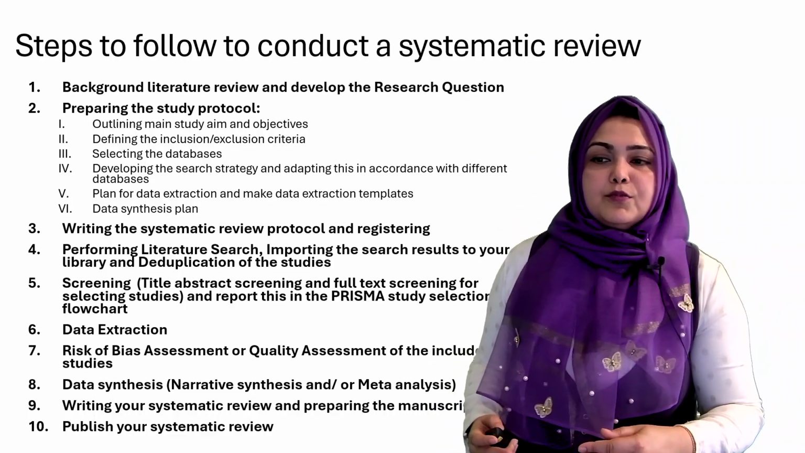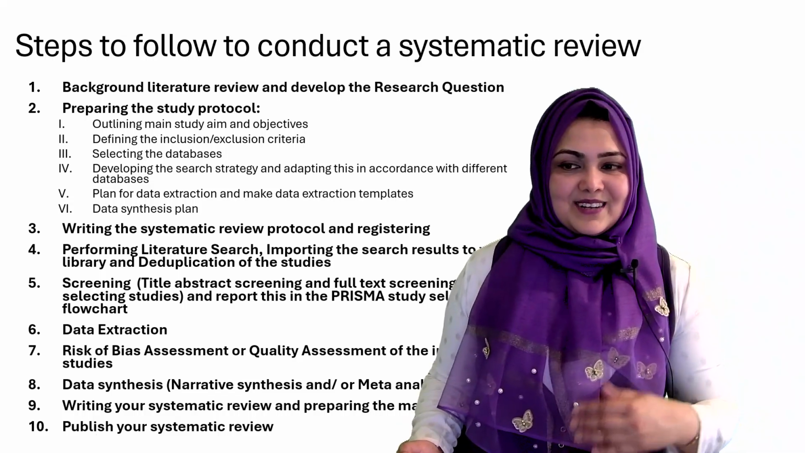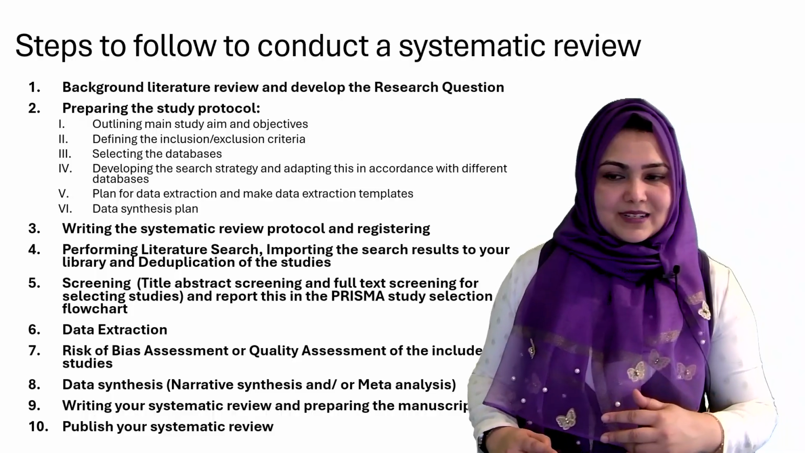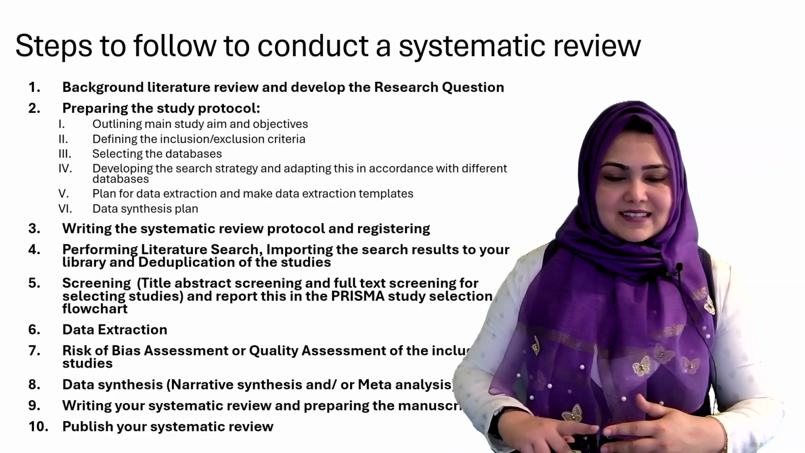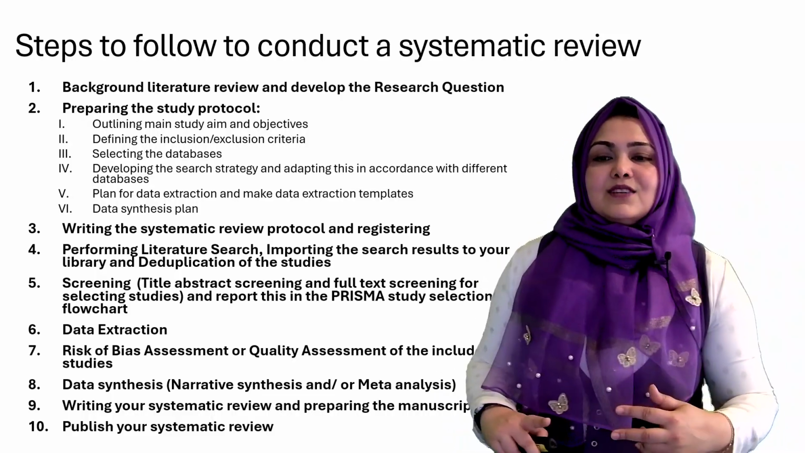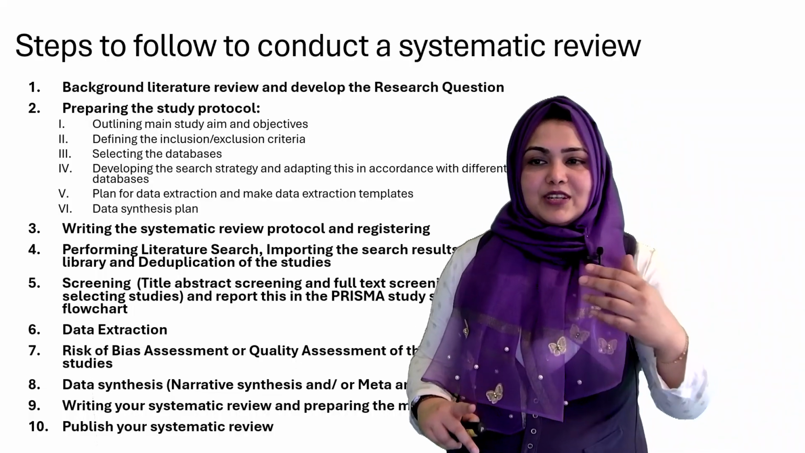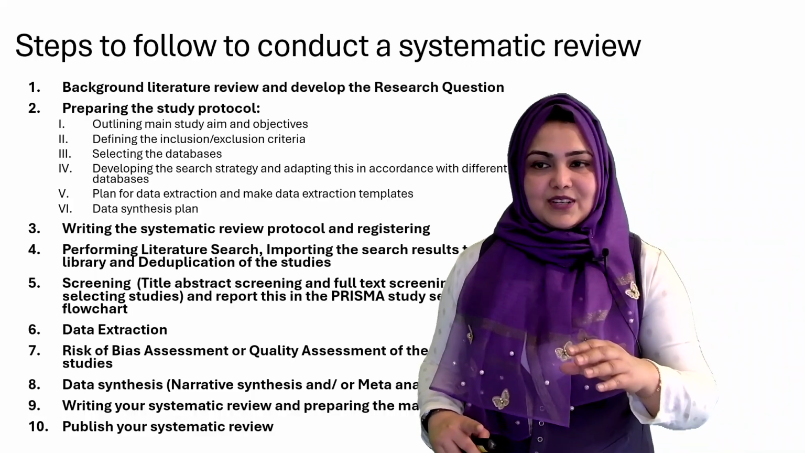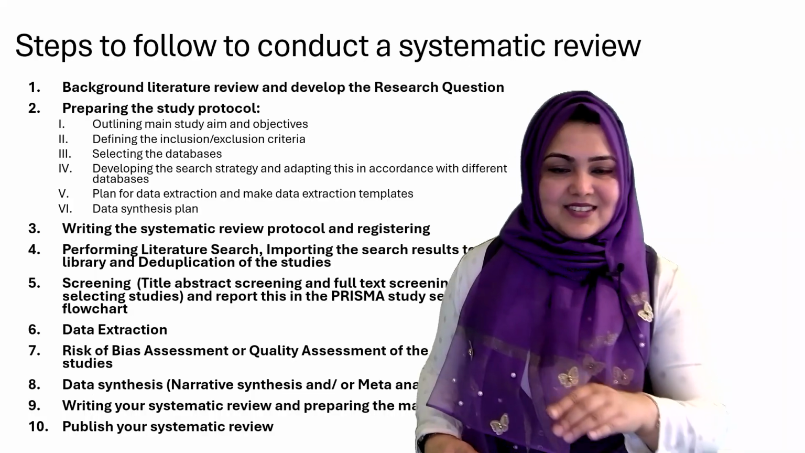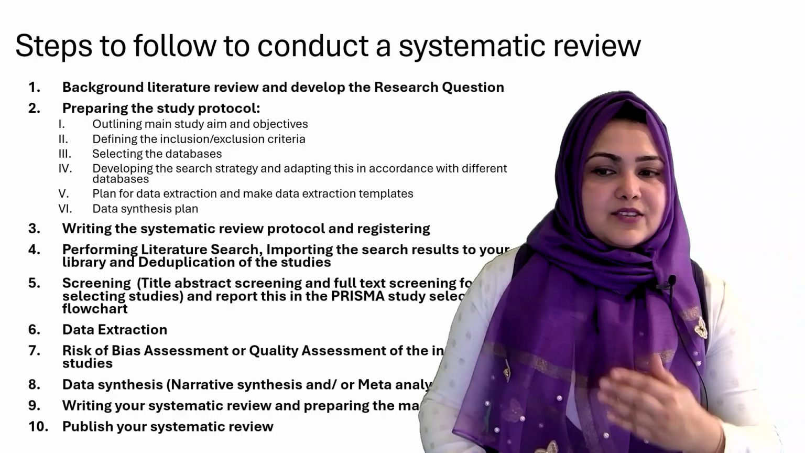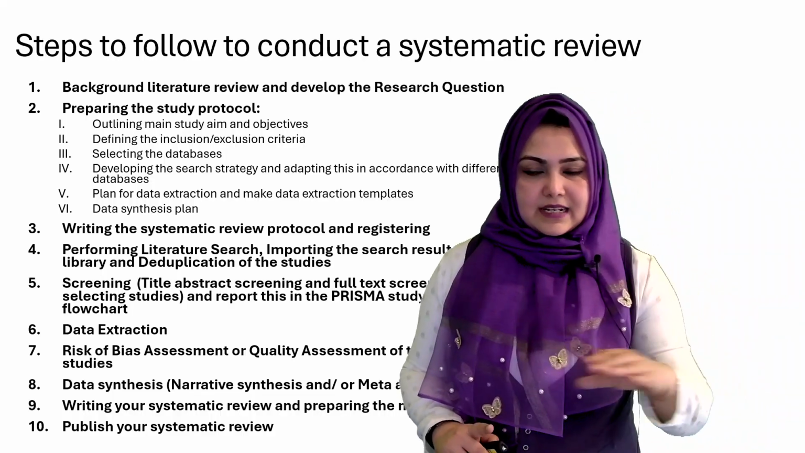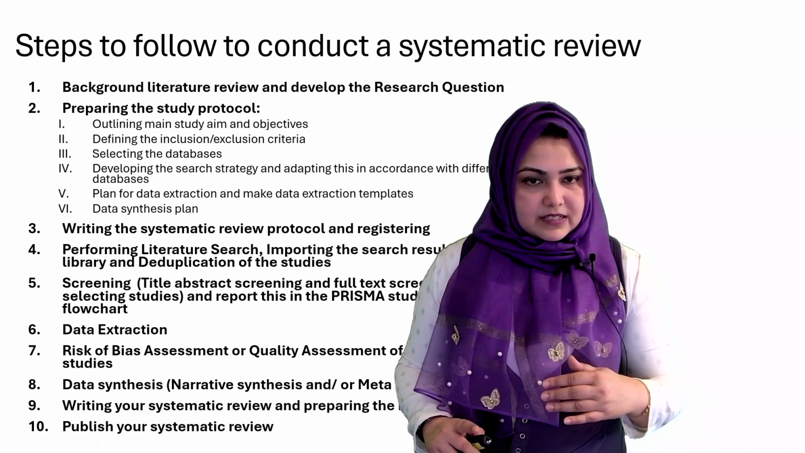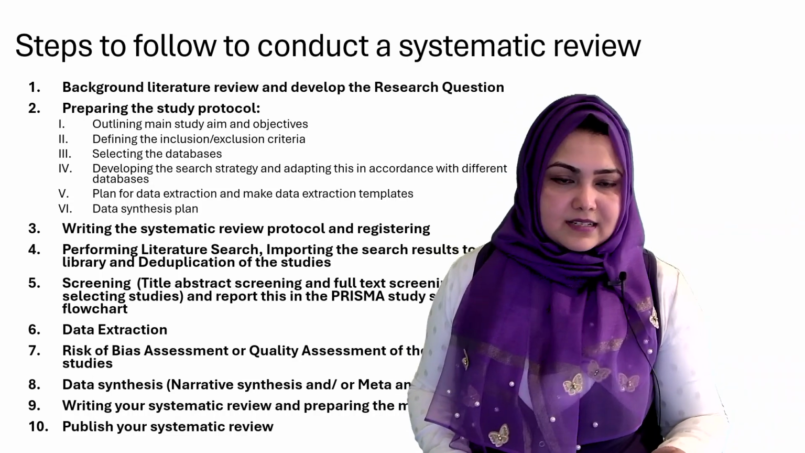And then you need to move to step 5, which is the screening step, and it's divided into 2 parts. One is the title abstract screening, and second is the full text screening. So at this stage, as I mentioned, you need to have your clear inclusion and exclusion criteria. Based on your inclusion and exclusion criteria, at this stage, you are now doing the screening of your study. First stage, you are reading the title and the abstract, and if you see that it's not meeting your inclusion criteria, then you will exclude that study.